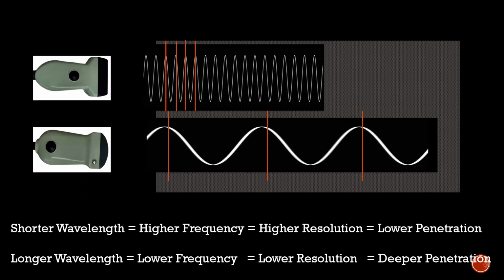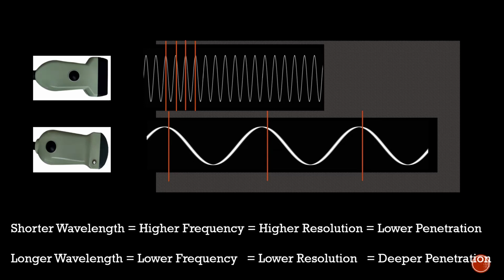If you use a high-frequency probe like your linear probe, you have shorter waveforms which allows more waves per second and more cuts in the tissues to create an image. The more image cuts, the higher resolution or clearer image. But due to the high number of waveforms per second, energy attenuates faster, hence limited length of sound wave travel, or poor penetration.